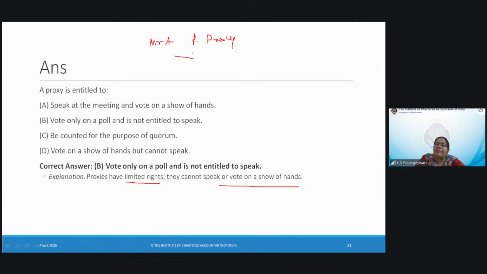Now, Mr. A was able to attend the general meeting, the AGM. When he has attended, only he can vote at the meeting, and the proxy is not entitled to vote. Suppose the proxy has voted on a poll, then he should keep quiet because it is already counted. He should not disturb the meeting. Then, even though Mr. A is present, he cannot vote because the proxy has already voted on a poll.